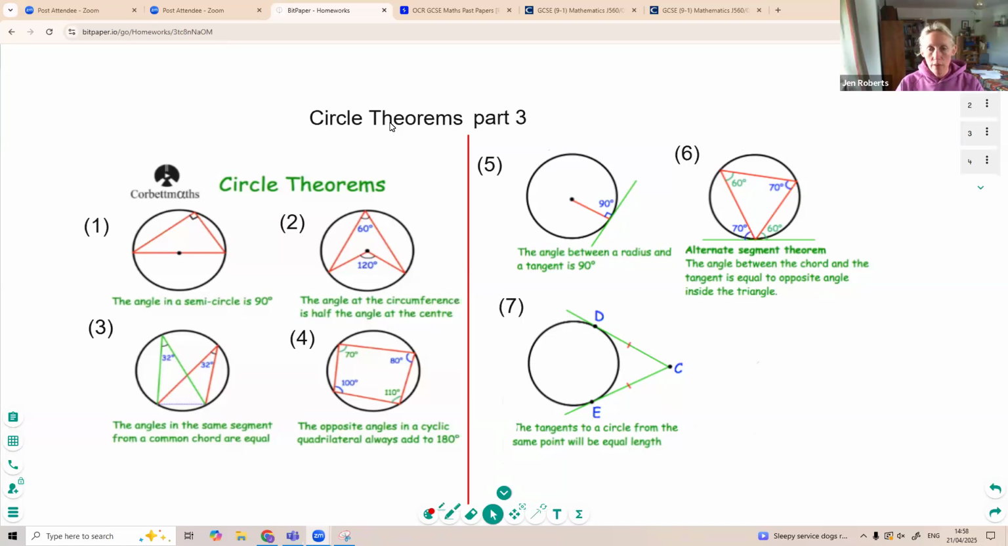Here are your 7 circle theorems. You need to learn all of these off by heart because in an exam question, they often ask you for a reason and you need to quote the reason for each circle theorem if you use it in the answer.